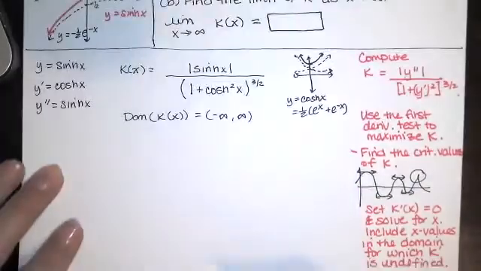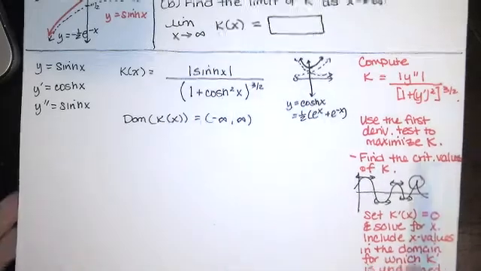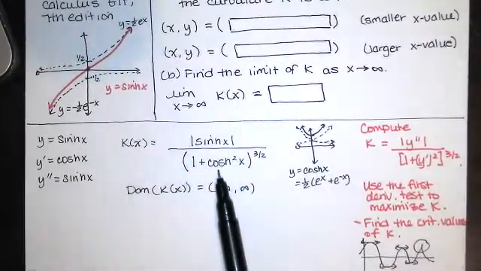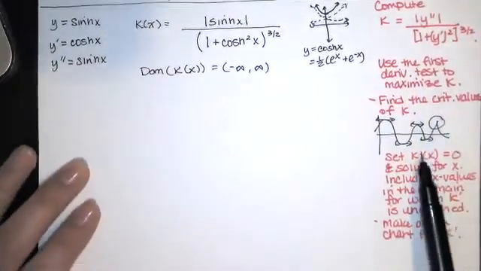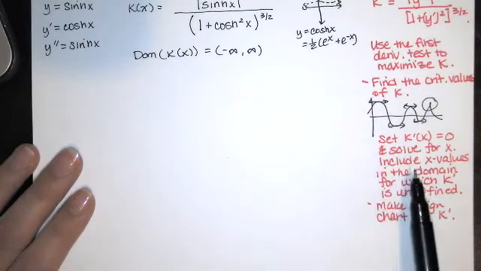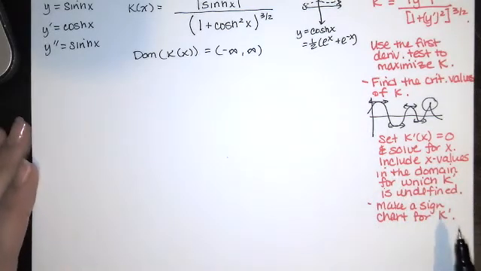So keeping that in mind, now if I want to maximize this function, and I'm not maximizing the hyperbolic sine function, I'm maximizing this curvature function, which I found, I've got to do the following. I've got to find the derivative, I've got to set it equal to 0, I've got to think about x values where that derivative is undefined, and then we have to make a sign chart for k prime.